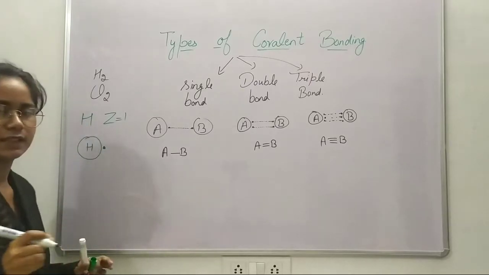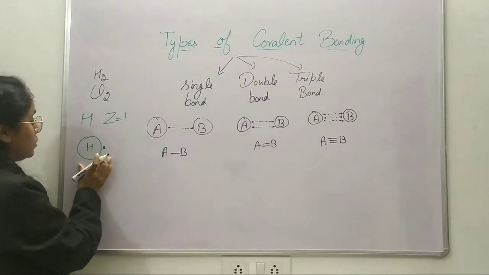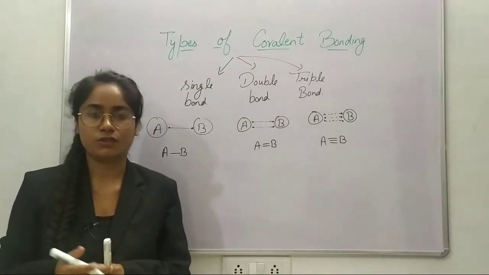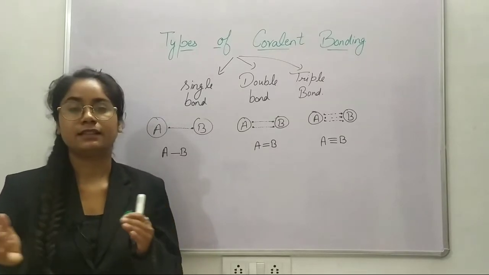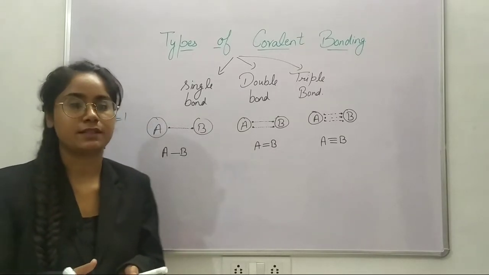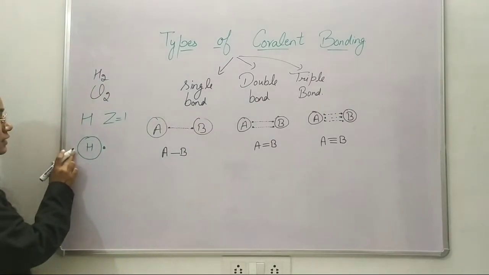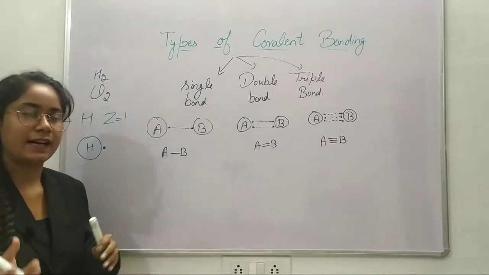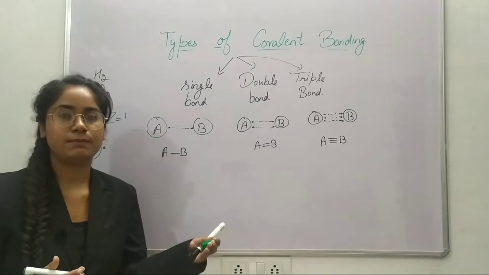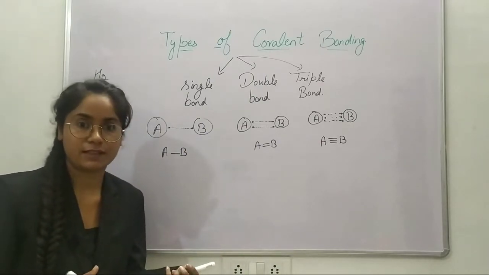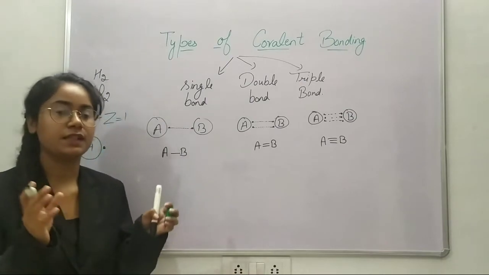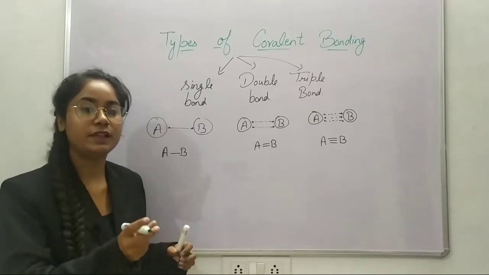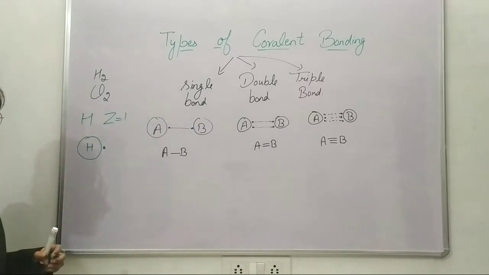Just keep it here. Now to attain this stability, or to attain the nearest noble gas configuration, hydrogen would try to complete its duplet. That means hydrogen would try to have one more electron. So in this attempt, hydrogen makes a bond with another hydrogen atom, and these two hydrogen atoms would share their single electron to do what? To make a covalent bond and form a molecule H2.